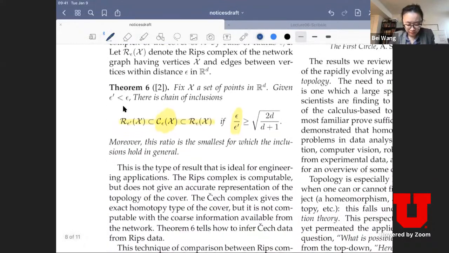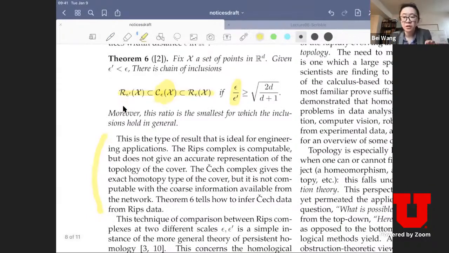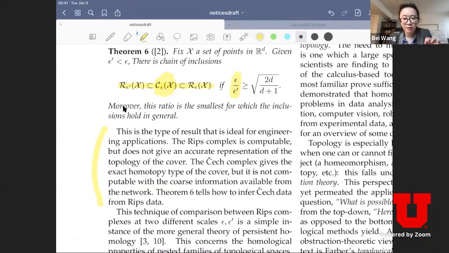Why do we want this? This is actually a perfect paragraph that describes the motivation for why we want to use Rips in place of Čech in actual computation. This nesting is ideal for engineering applications. The Rips complex is computable because, remember, you only need pairwise intersections or pairwise distances, but it does not give an accurate representation of the topology of the cover. The Čech complex gives the exact homotopy type of the cover, well, or homology, but it's not computable with the coarse information available from the network.